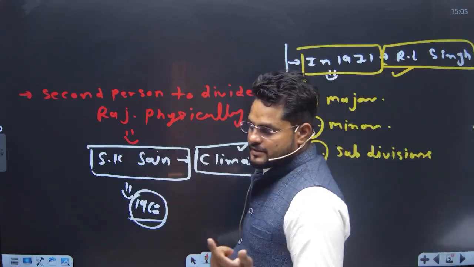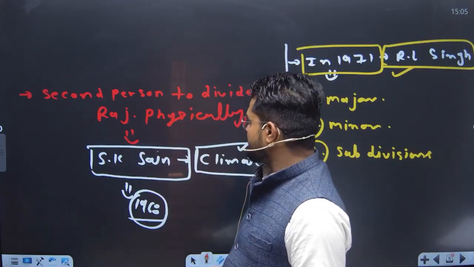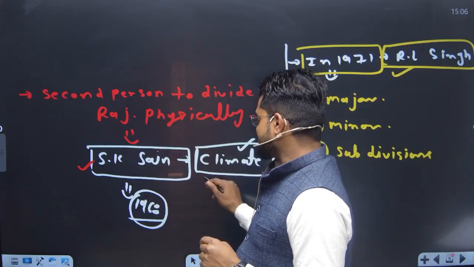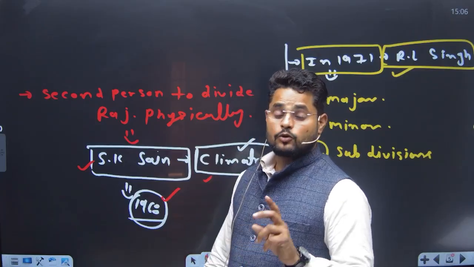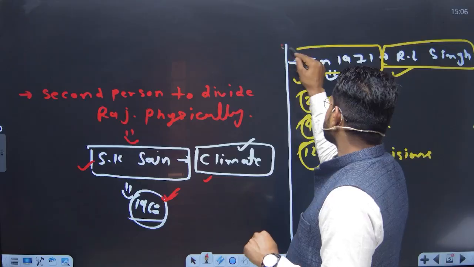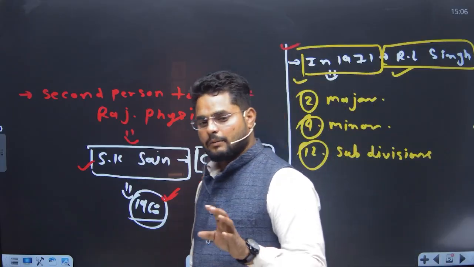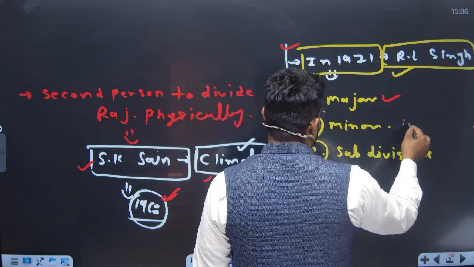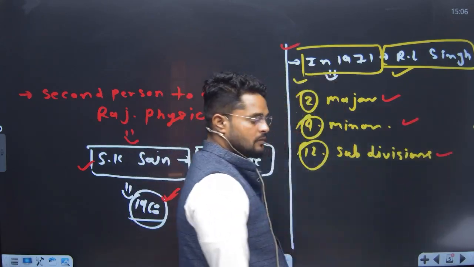Other than this, the second person who divided Rajasthan physically was S.K. Sen. On the basis of climate, S.K. Sen tried to divide Rajasthan physically in 1968. And in 1971, R.L. Singh, Ramlochan Singh, also divided Rajasthan physically into 2 major, 4 minor and 12 subdivisions.